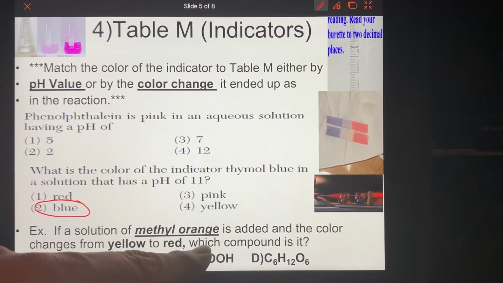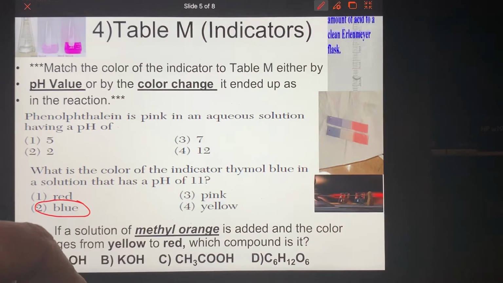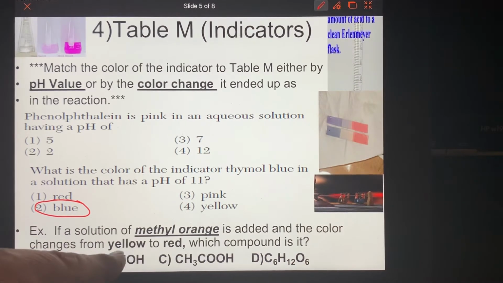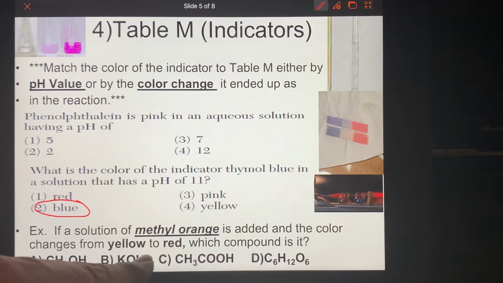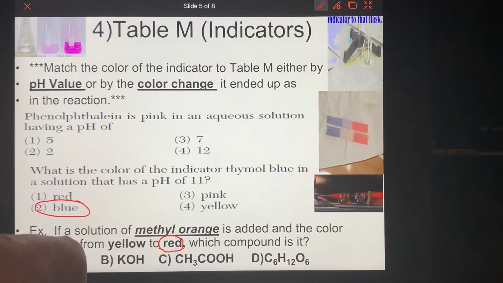Last one. If the solution of methyl orange is added and the color changed from yellow to red, which compound is it? Well, it changed from yellow to red, so we don't care about yellow. We care about what color it changes to. It changed to red. So if methyl orange turns red, what is it?